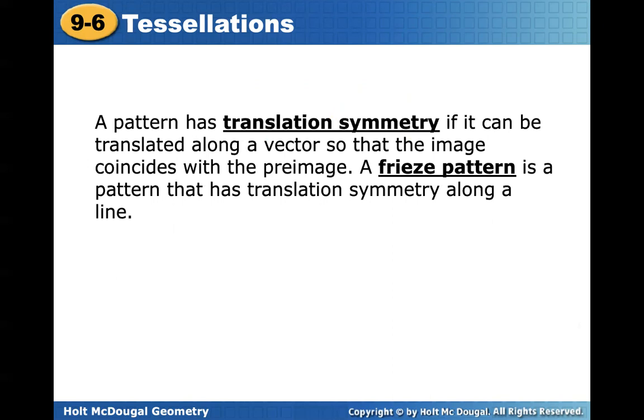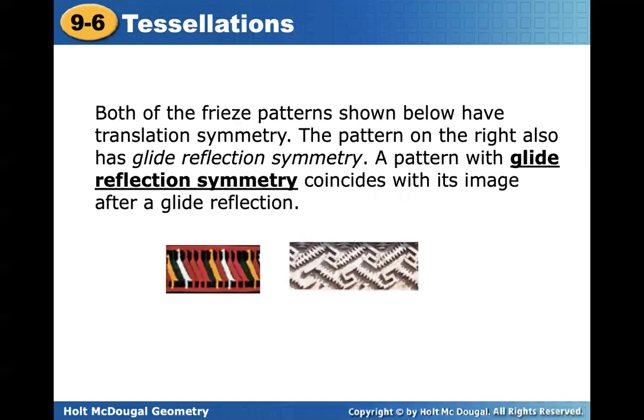A frieze pattern is a pattern that has translation symmetry along a line. So both of these frieze patterns down here have translation symmetry. The pattern on the right also has glide reflection symmetry. So a pattern with glide reflection symmetry coincides with its image after a glide and then a reflect. So move it over and then reflect it.